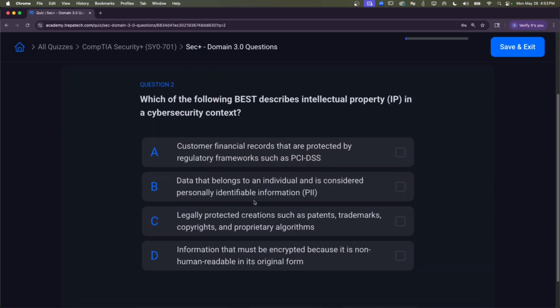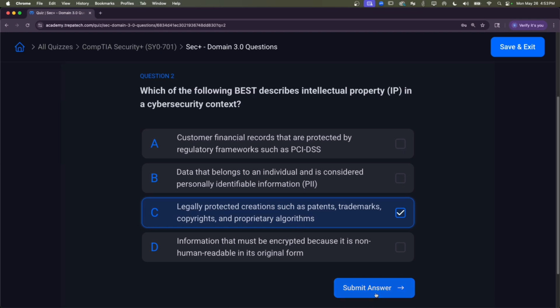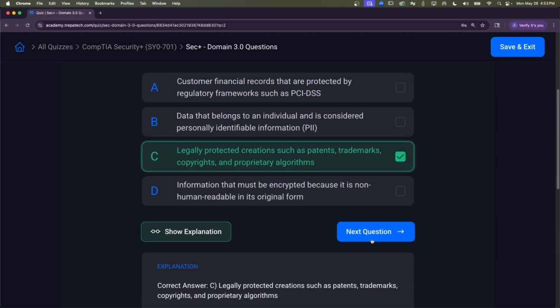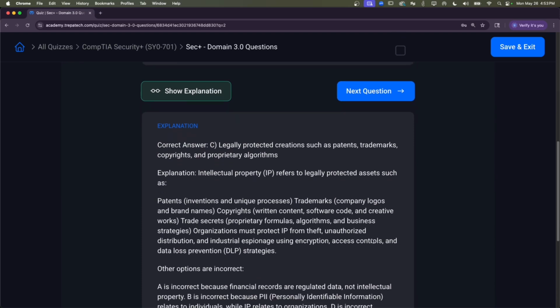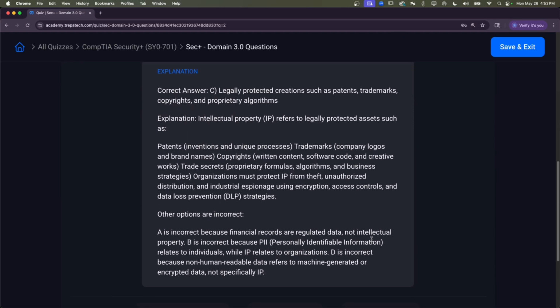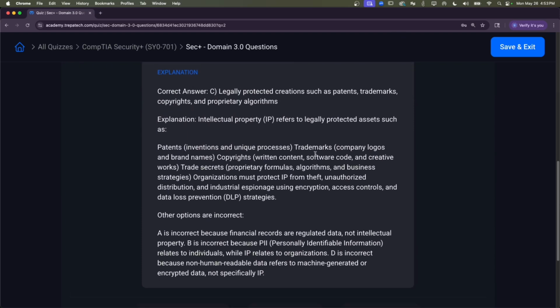Question 2. Which of the following best describes IP, intellectual property, in a cybersecurity context? So again, IP is going to be something that we want to protect. That's something we created in our environment or even as a personal inventor. So I am going to go with C here. Legally protected creations such as patents, trademarks, copyrights, and proprietary algorithms. You can switch out algorithms with technologies, protocols, anything that can be protected. That gives your company a competitive edge as well. So there's the explanation. Pause the video if you'd like to read.